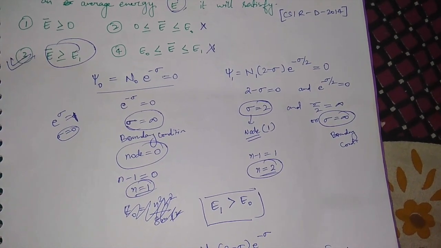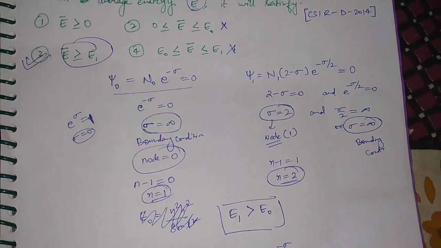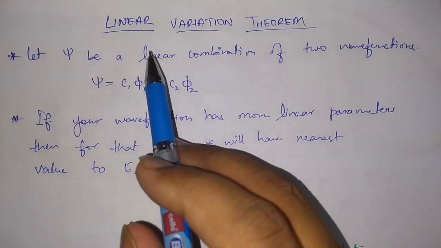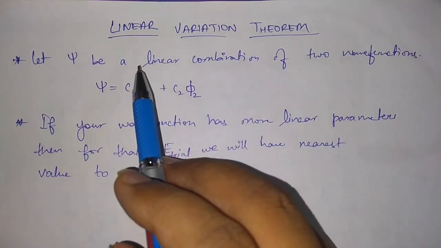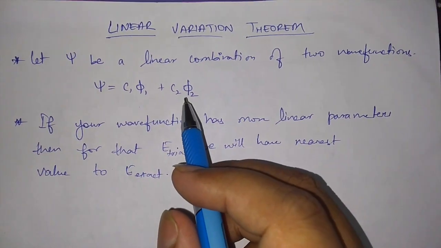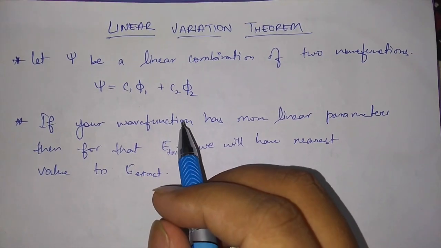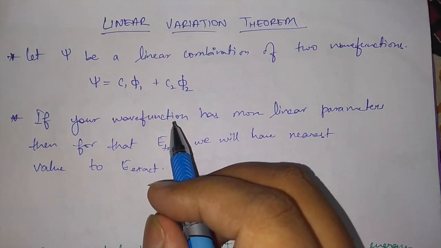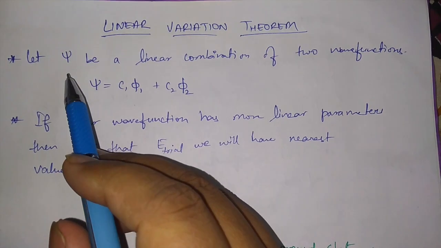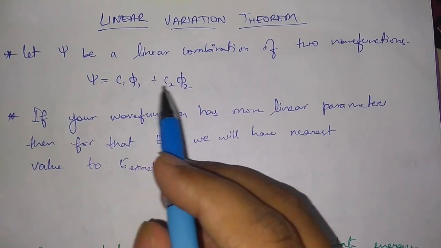Now let's take a few more types of questions and try to see how to do them. Okay, so this is the next kind of question which can be asked from your variation theorem, and this is the next part of it. It is called the linear variation theorem. Okay, so this is also very simple, and what it says is, let's say you have a wave function psi and it's a linear combination of 2 more wave functions, those are phi1 and phi2.